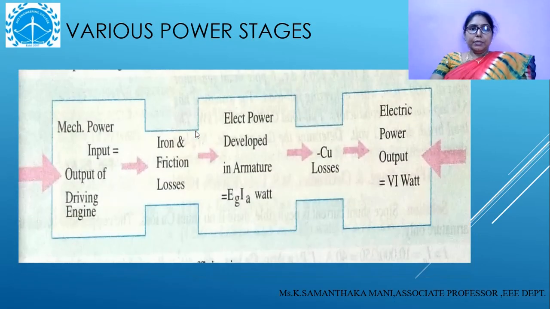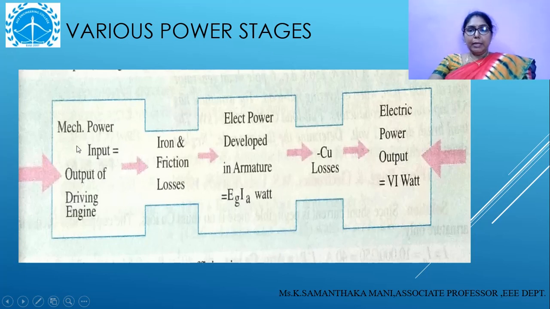Next, I'll introduce the different power stages that exist in a DC generator. As you know, a DC generator converts the given mechanical input into electrical output. How do we get the mechanical input? It is obtained from a prime mover, nothing but the rotation of the prime mover, which is already coupled to the shaft of the DC generator. So the shaft gets the mechanical input from a prime mover. And the output of the DC generator is the electrical output.